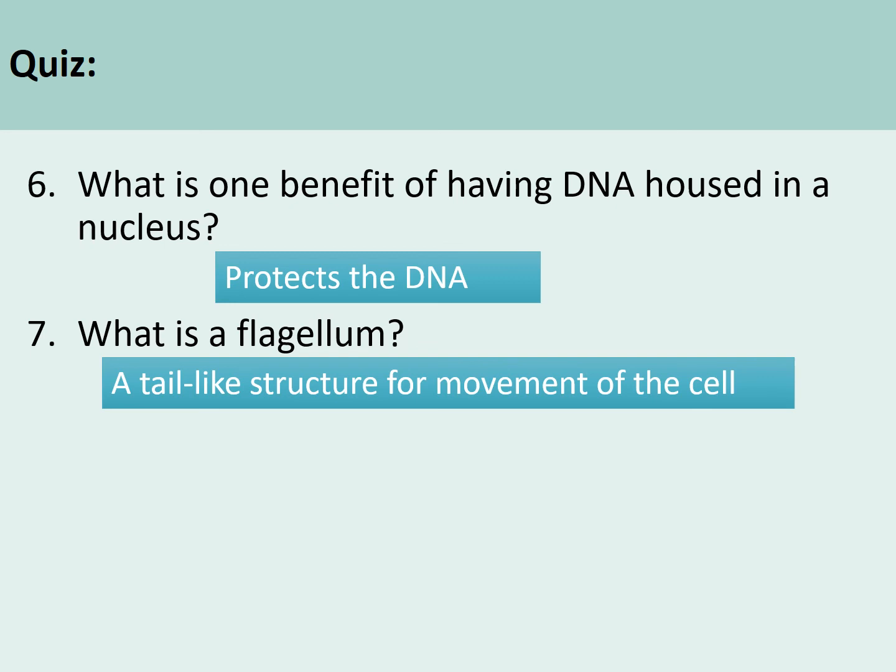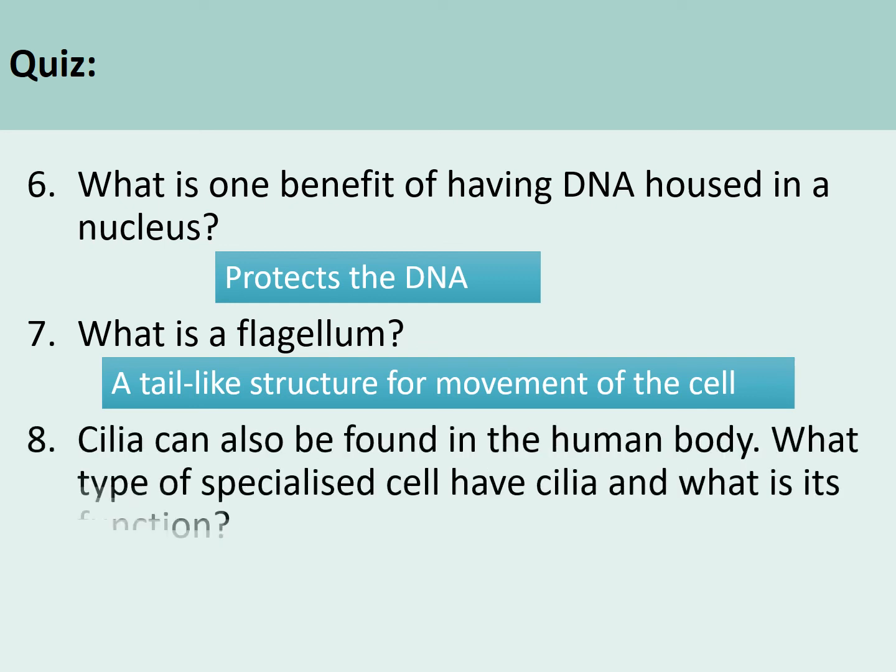Now, these little structures, these flagellum, I said it's not commonly found in eukaryotic cells, but there are some cells that do. So cilia can also be found in the human body. What type of specialized cell have cilia, and what is its function? Now, this comes up more in specialized cells. You might have done it at Key Stage 3. Do not worry if you cannot answer this question. It does come up again in the GCSE, but if you have done it in Year 7, then have a go.